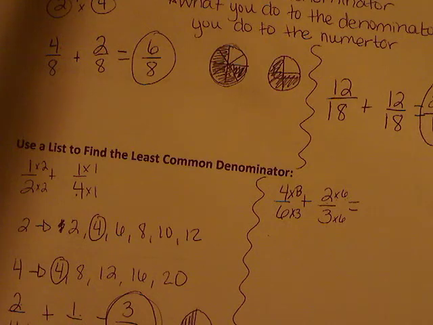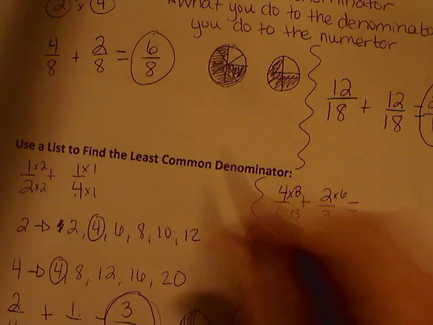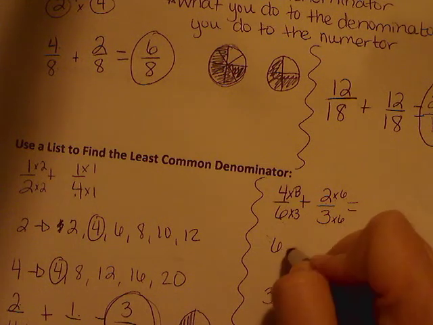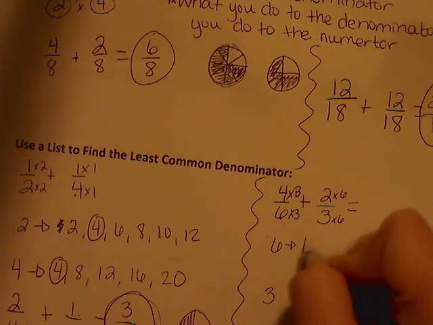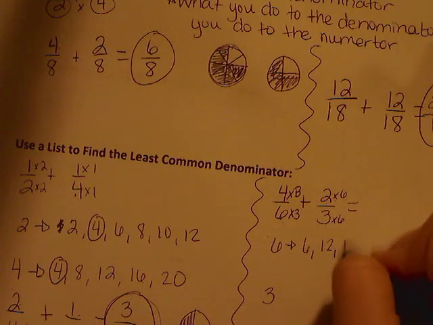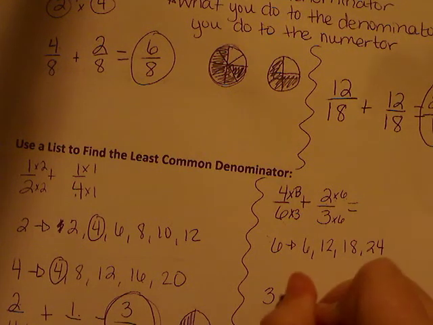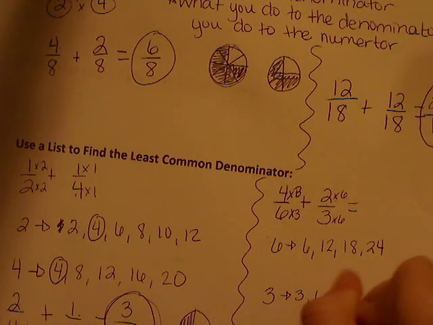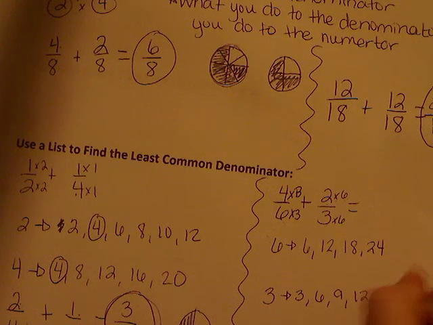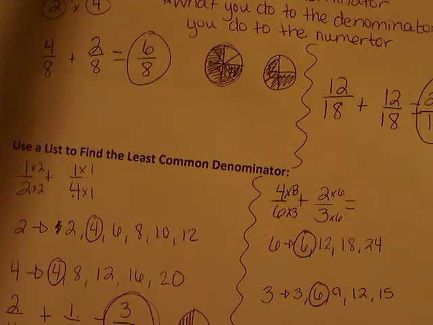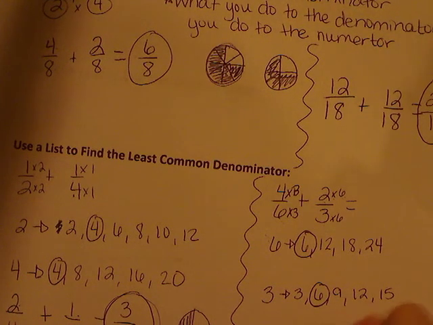So now we're going to make a list. This is our second step where we make a list and find the least common denominator. So 6 goes 6, 12, 18, 24. 3 goes 3, 6, 9, 12, 15. Well, I can see that 6 is going to be the least common denominator. So I'm going to rewrite my fractions using a 6.